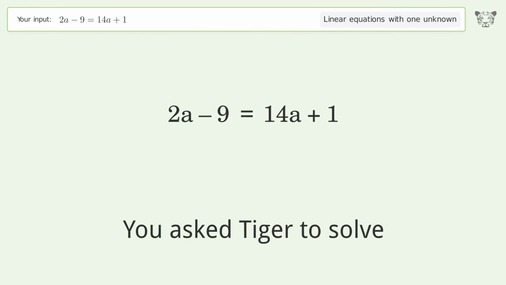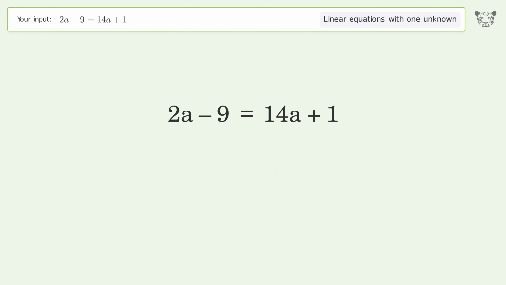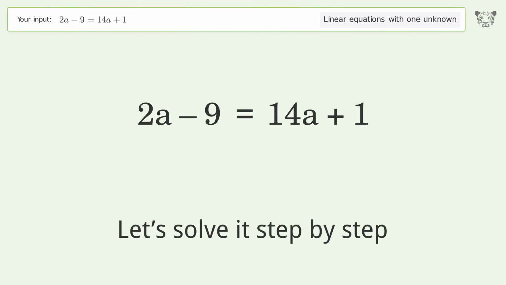You ask Tiger to solve. This deals with linear equations with one unknown. The final result is a equals -5/6. Let's solve it step by step.